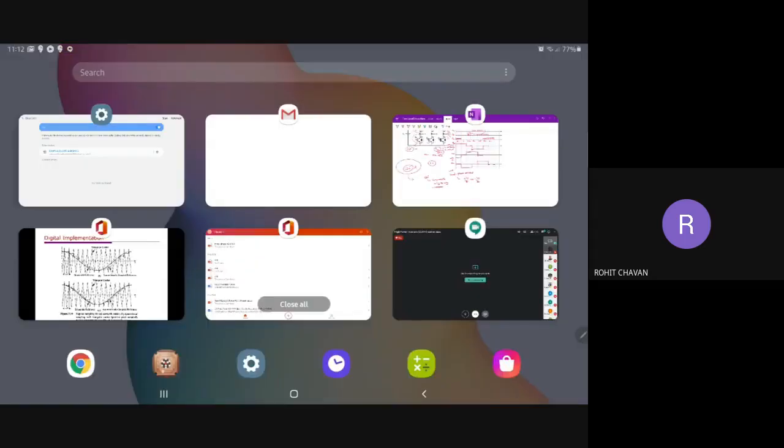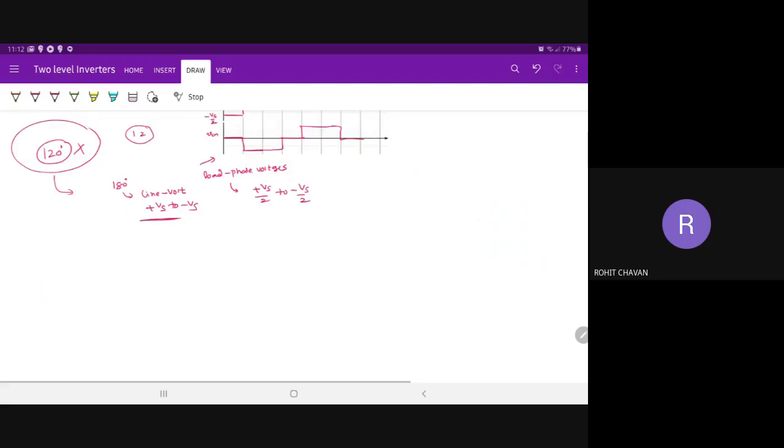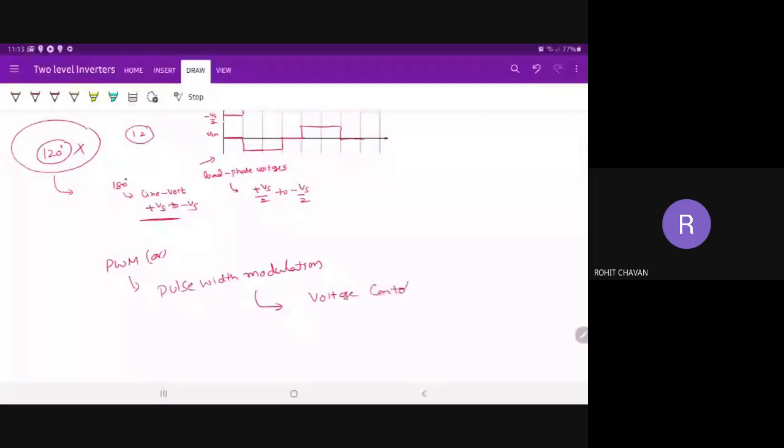So next we'll move to the other section, that is PWM methods or voltage control methods. PWM is pulse width modulation. Pulse width modulation methods are normally of two different types. One is voltage control methods, and another one is current control methods.